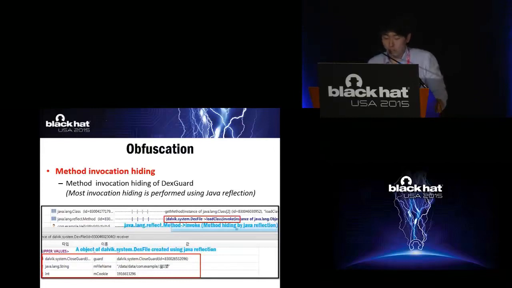So as you can see, method invocation hiding could be solved easily by flow-centric analysis. Moreover, this approach can help static analysis, as I mentioned before. So we can analyze this obfuscation statically with these logs. Therefore, we can understand the behaviors of obfuscated code in more detail.